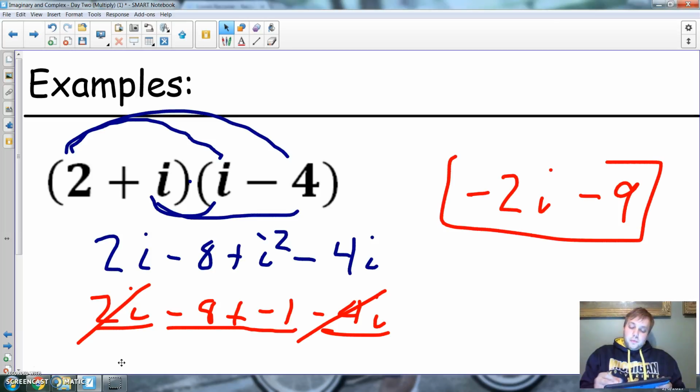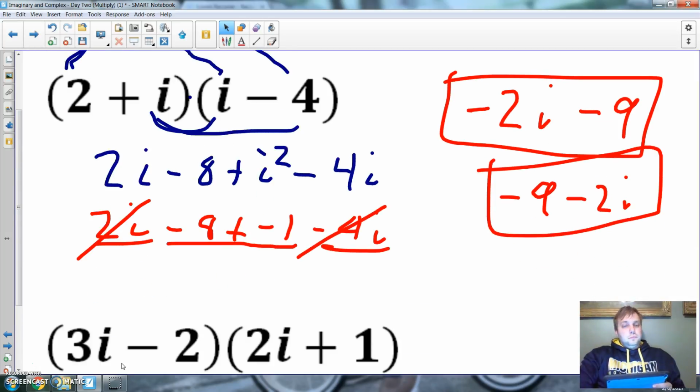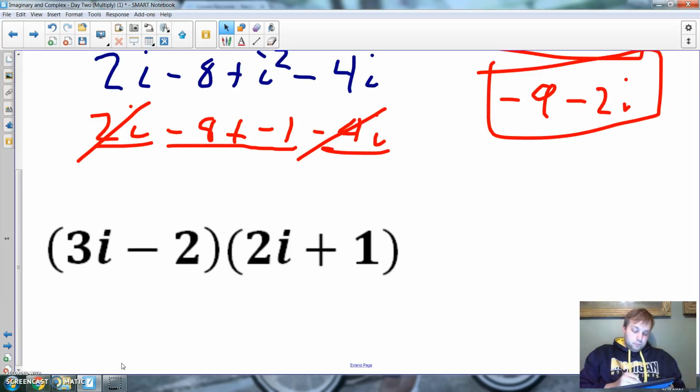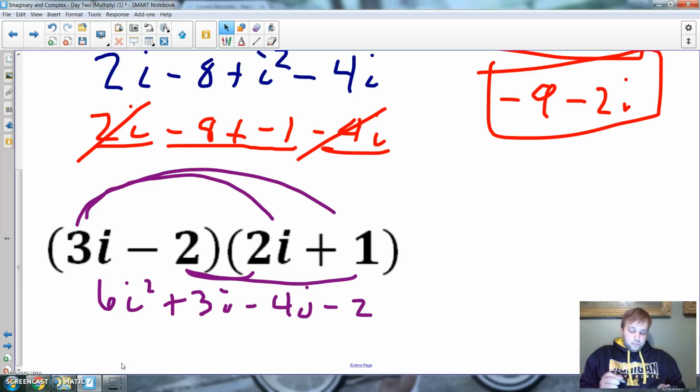Now, does it matter which order you write these in? I could write the -9 first and then the -2i. Sure, same thing. Doesn't matter. Okay, it's called foiling. Let's try this one. 3i times 2i. That's 6i squared. 3i times 1 is positive 3i. -2 times 2i is -4i. And -2 times 1 is -2.